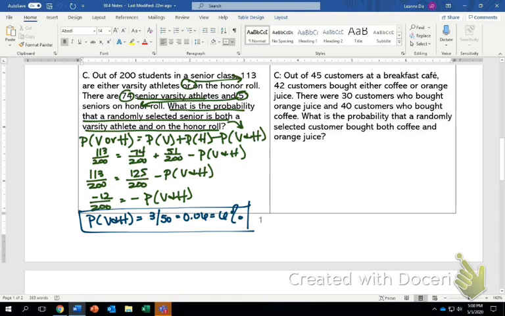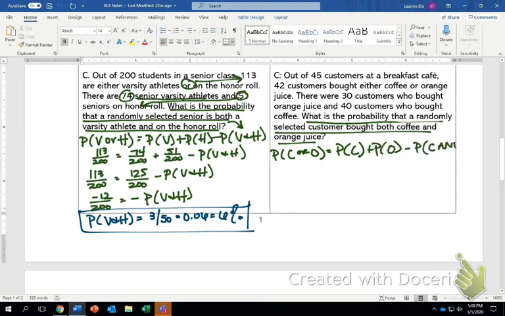So the same idea is applied to the other letter C on the right-hand side. It says out of 45 customers at a breakfast cafe, 42 customers bought either coffee or orange juice. So again, we're given our or information. There are 30 customers who bought orange juice and 40 customers who bought coffee. What is the probability that a randomly selected customer bought both coffee and orange juice? Okay, so same idea. We're going to use our formula. Probability of coffee or orange juice is equal to the coffee plus orange juice minus coffee and orange juice.